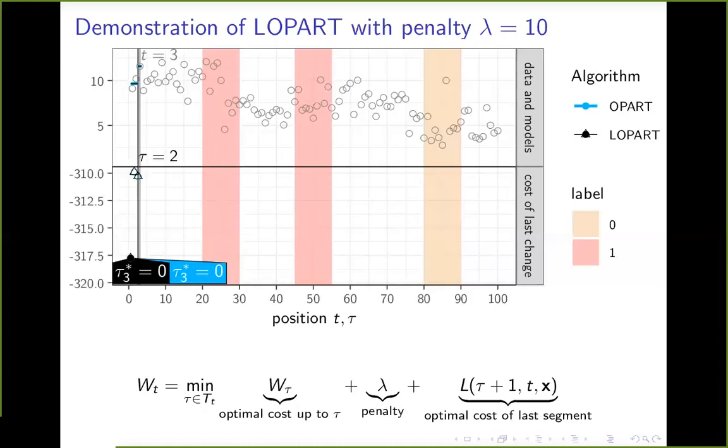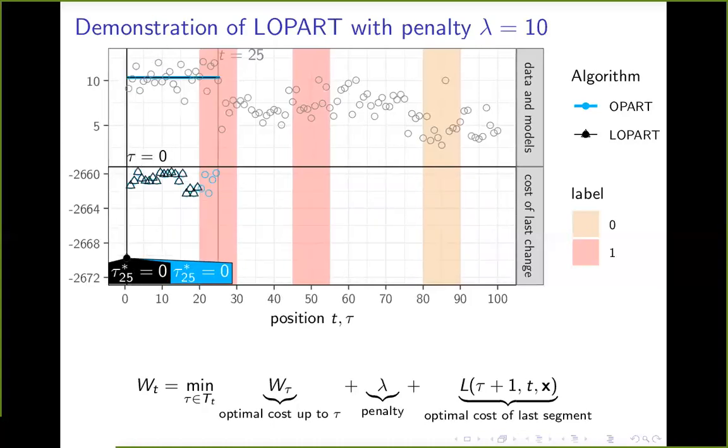So going on, I'm skipping a bunch of steps here. We're going up to t equals 25. At this point, how do we figure out what is the best model up to t equals 25? Well, we do this optimization again, considering all the possible change points. We consider tau equals 0, that's the cost of the model with no changes.